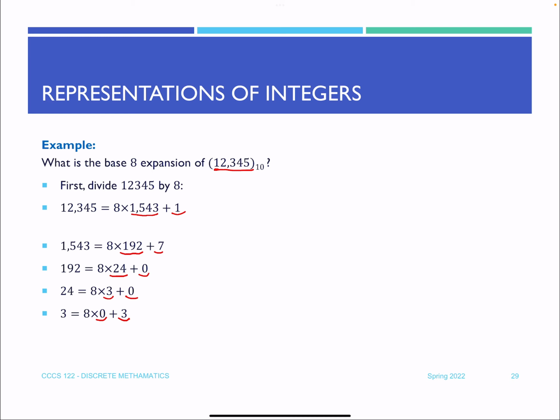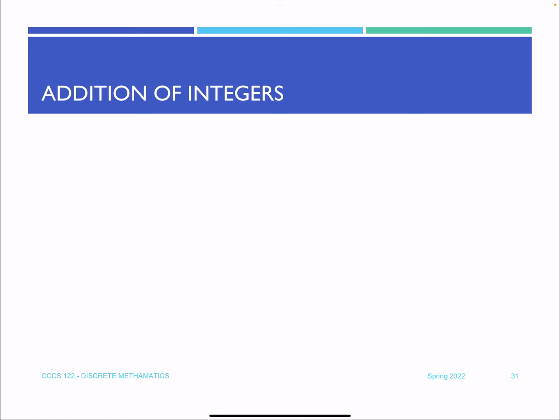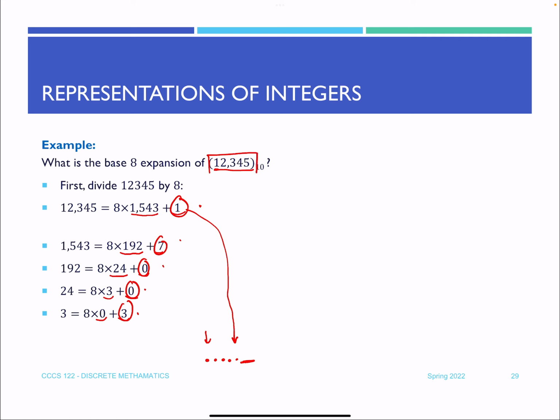And the question now is, what is the octal representation of 12,345 in decimal? The answer is all of these remainders. If you put them in order, so the last one is the highest digit, the first one is the lowest digit: 30071. That's the base 8 representation of 12,345 in base 10. That's how you can convert one to the other.